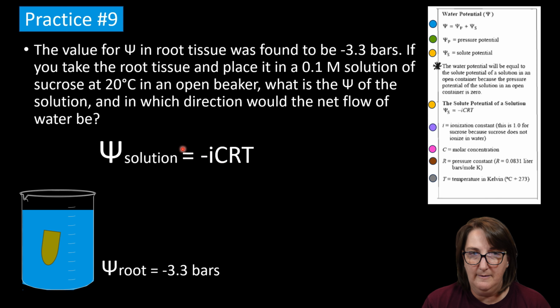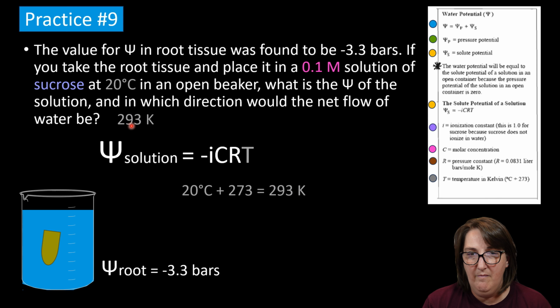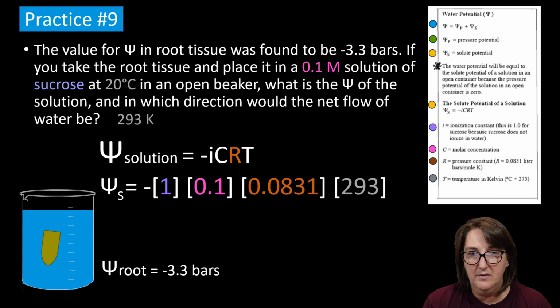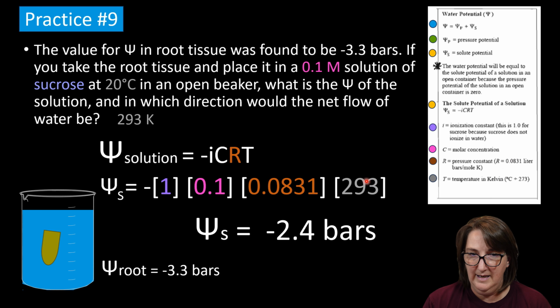So let's look at what we got. I have 0.1 moles, so that's going to be C. I have sucrose, and sucrose, remember, is a 1, so I will have 1 right here. I have 20 degrees Celsius, that's my temp, so I add that to 273 and I get my kelvins. I'm going to put that over here. My R is going to be right there. I multiply those 4 together and I get negative 2.4 bars.